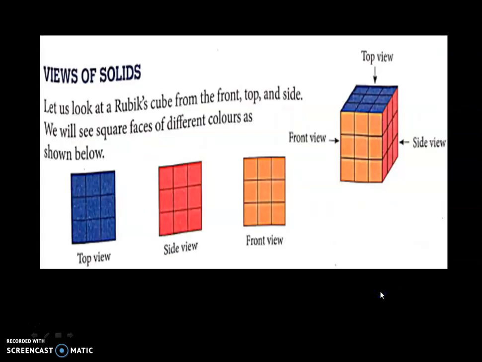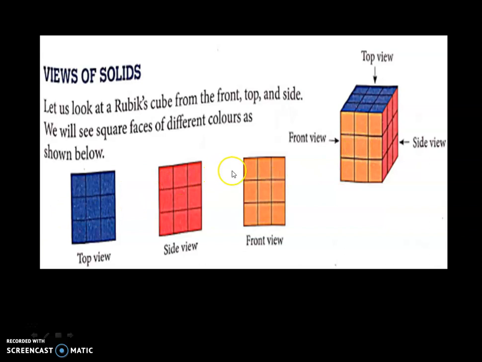Yes, and the next one is view of solids. Here a Rubik's cube is given. In this, when you see from top you get these blue squares, from the side it is red, and from the front it is orange. The front view is orange, from top it is blue, and side it is red. So these are the three views which we will check out for all solid objects. Three views we can find: one from top, one from side, and another from front.